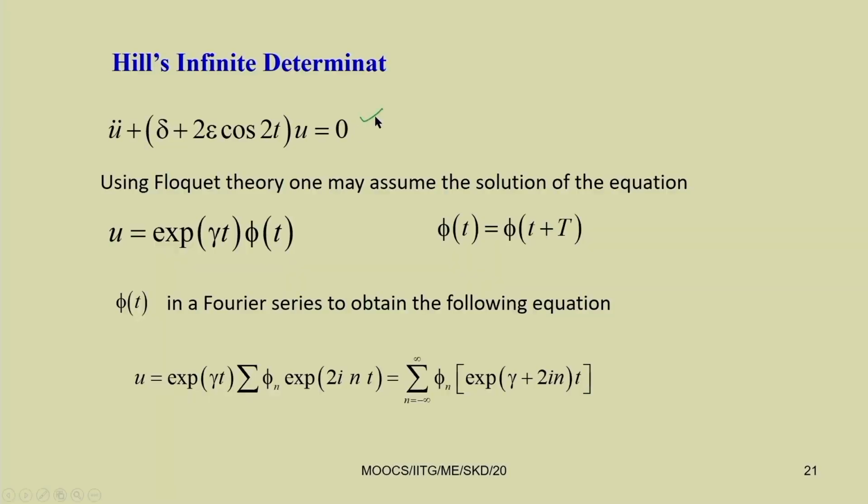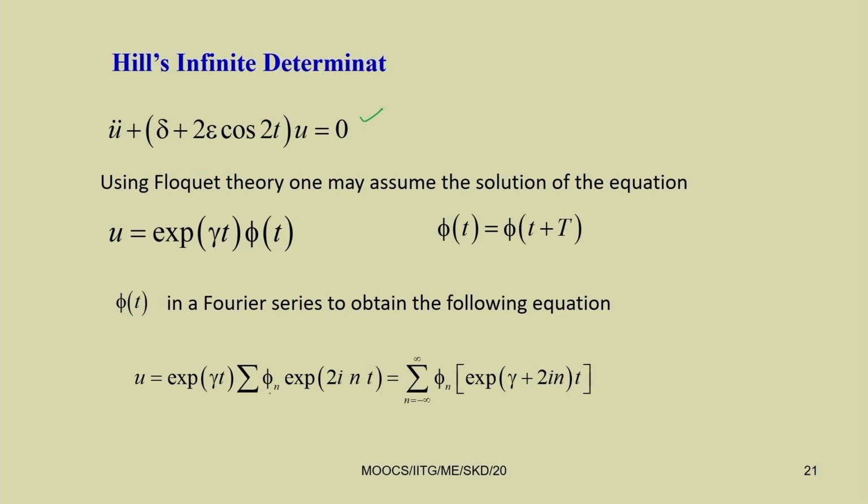Here we can use Hill's infinite determinant method to find the stability conditions for the Mathieu equation. This is the Mathieu equation. By Floquet theory we can write u equal to e to the power gamma t into phi t. We know that phi t is periodic, that is phi t equal to phi t plus T. As it is a periodic function, we can expand phi t using a Fourier series.